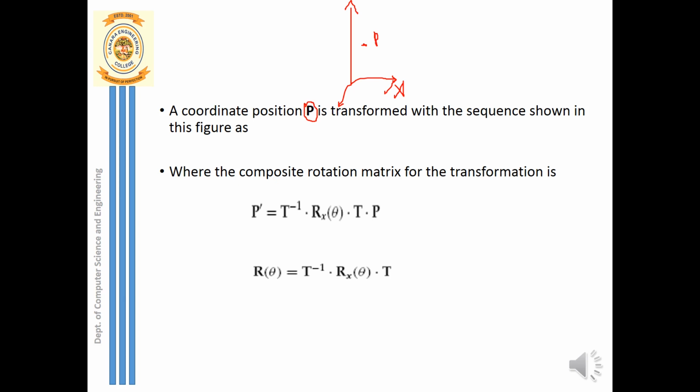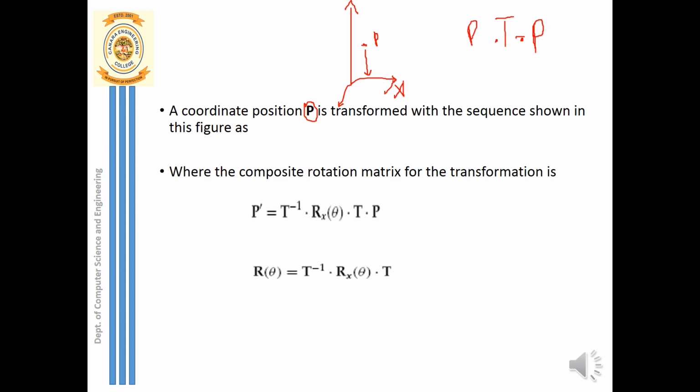So first translate the object in such a way that it aligns along x-axis. The first transformation that you're applying is translation, and the object that you're translating is a point. You can represent this point in the form of a column matrix. Now this point matrix, the column matrix, should be multiplied by what? A translation matrix. So first you apply the translation.